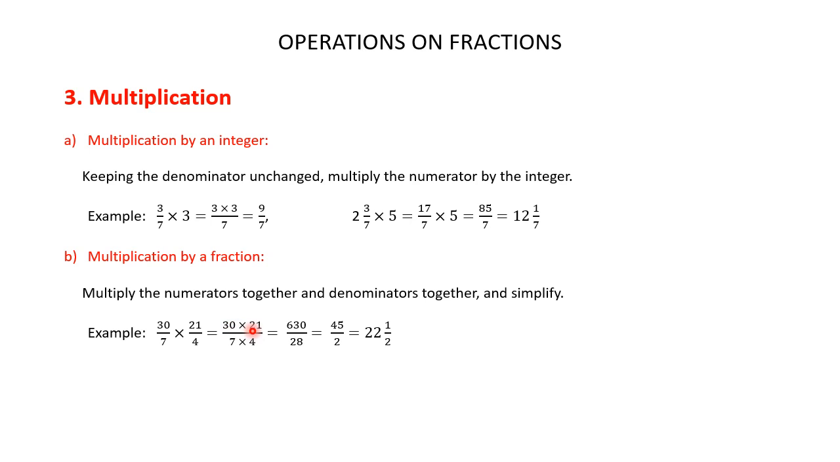So 30 multiplied by 21 is 630. 7 multiplied by 4 is 28. So the answer is 630 by 28. When you simplify this, you will get 45 by 2. When you divide 45 by 2, you will get 22 1 by 2. So when you multiply 30 by 7 and 21 by 4, you will get the answer as 22 1 by 2.